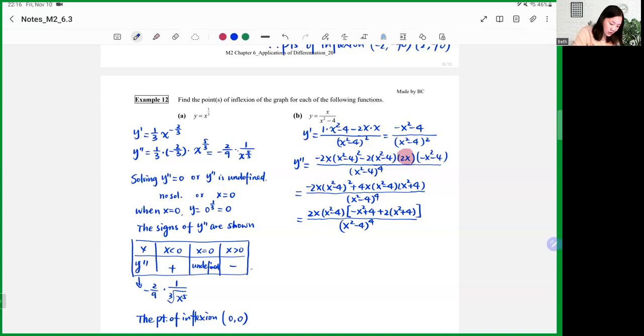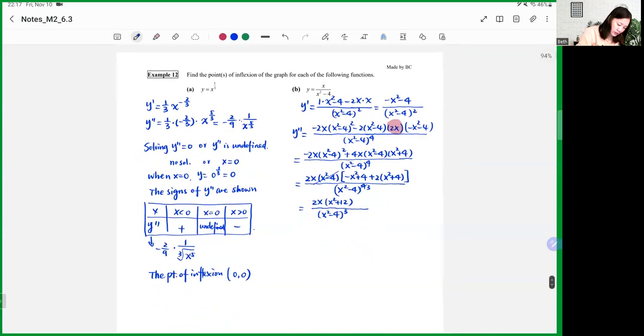Okay, and slowly you will get 2x, and this bracket is x squared plus 12. And this one is x squared minus 4 cubed. Make sure that the fractional one is almost, I think it's even worse than the trigonometry, because the quotient rule will make everything more difficult. Just need to do it slowly.